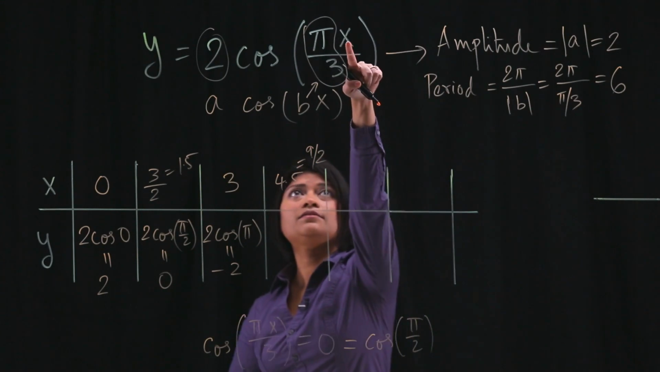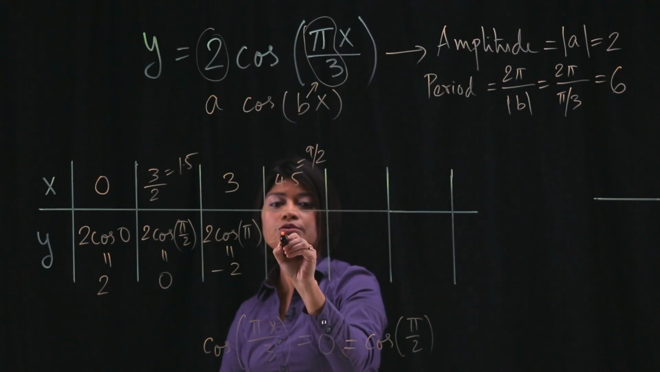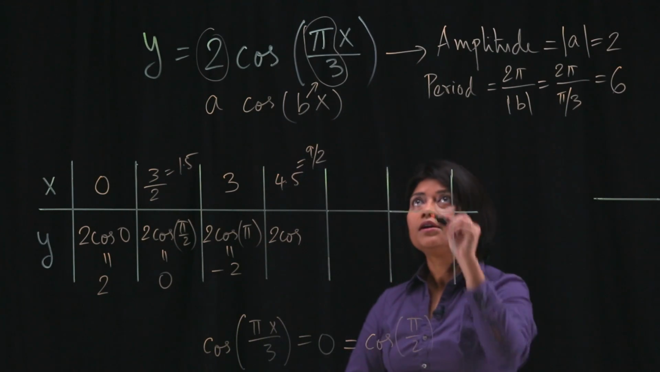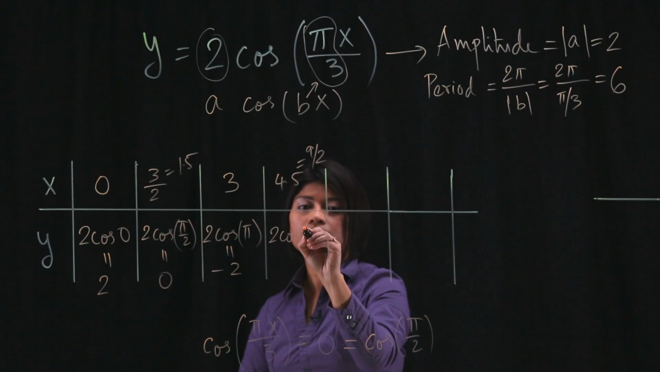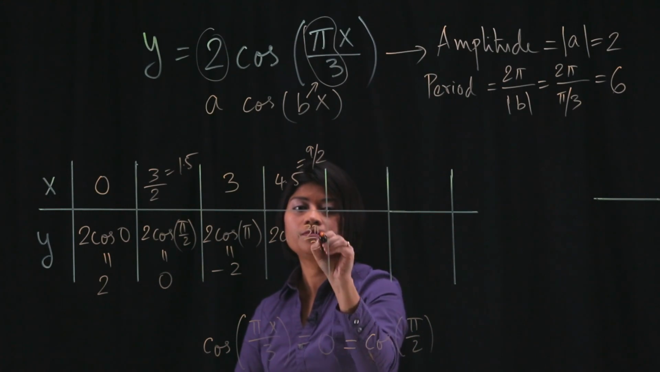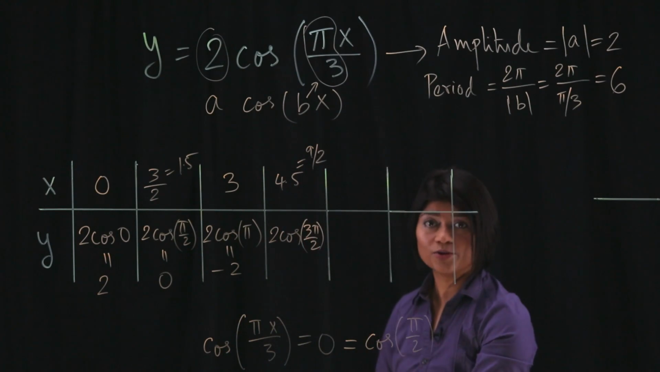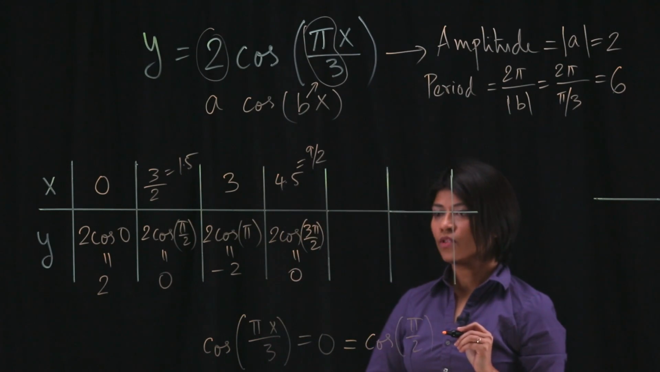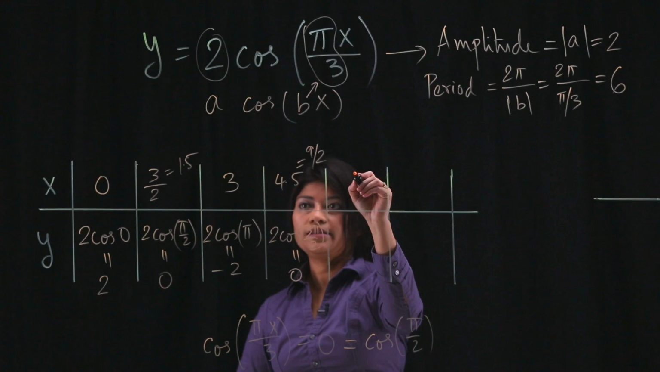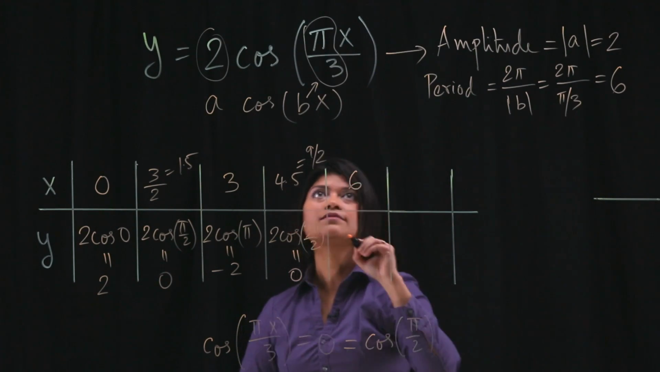Okay, so plug it in and you get 2 cosine of, so 9 over 2, that will be 3 pi over 2. That's the next value where cosine is 0, right? So you get 0 again. Okay, let's plug in. Next we have 6.